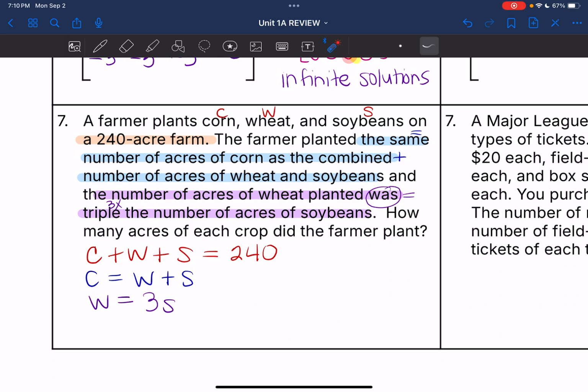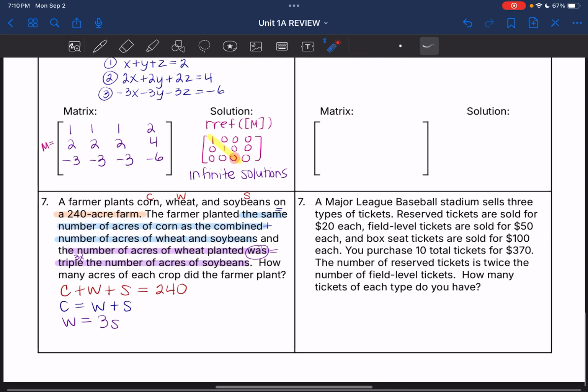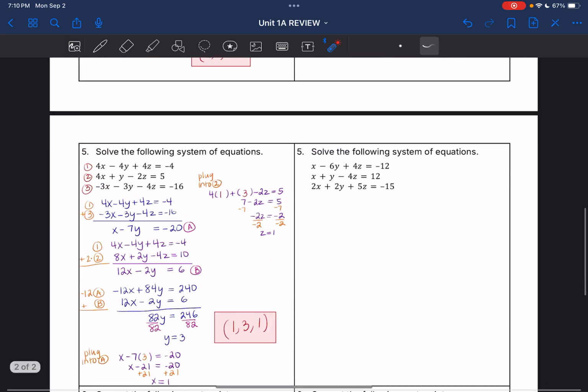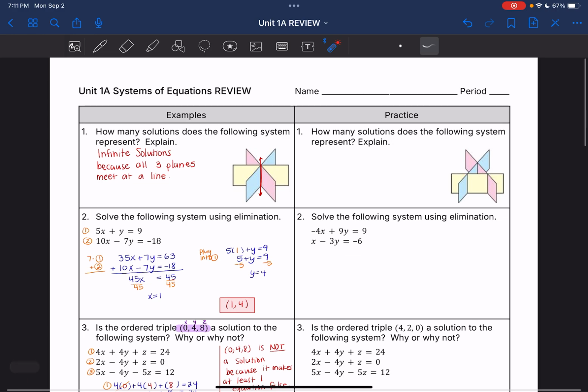So you could tell from this one, this would be one of those that's easier to solve by substitution, but we don't have to worry about that. They wanted us to write our system, and there it is. All right, guys, those are our example problems for today. I want you to do all of the practice problems on your own and let me know if you have any questions.